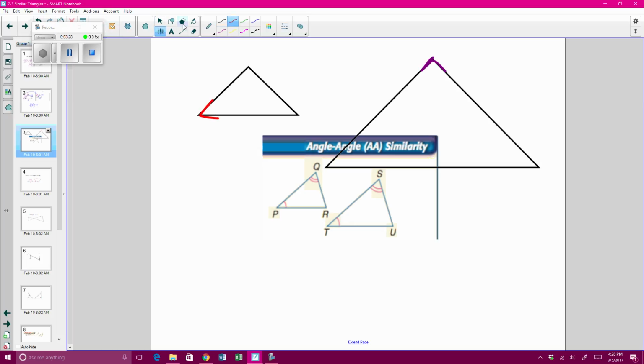Let me do one more with that one. Again, it's matching up perfectly, and if I were going to do the third one, it has no choice, because if the purple and the red together are the same, this one has to be the same because it has to make 180. But if you don't believe me, there it is. So these 2 triangles are similar by angle, angle similarity.